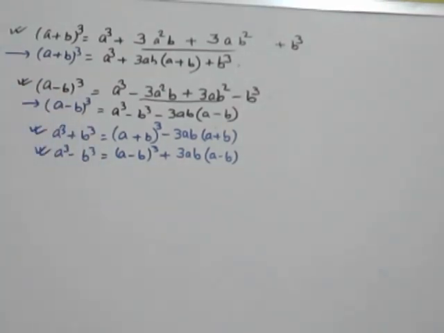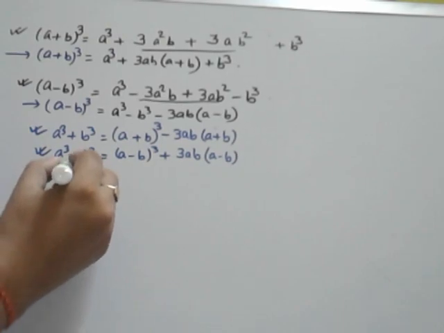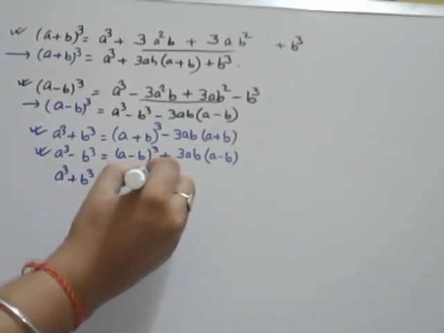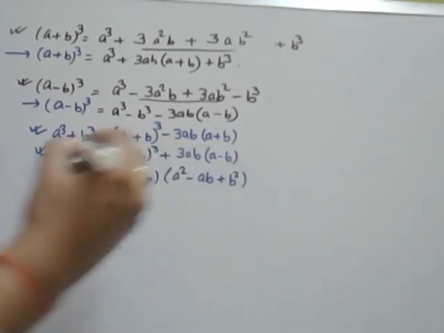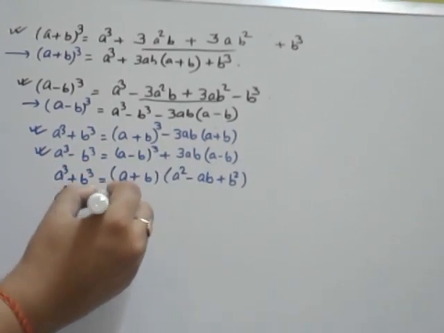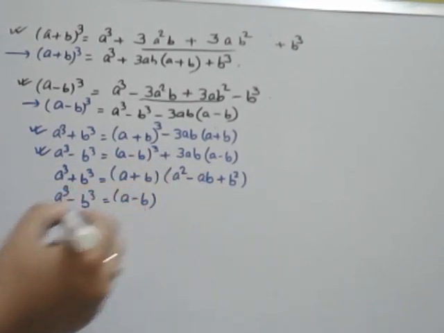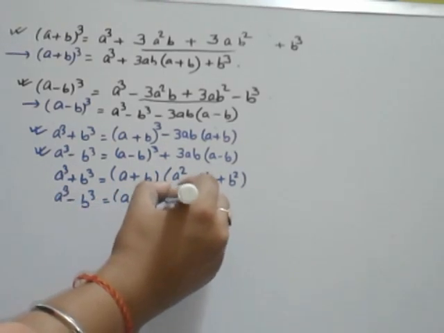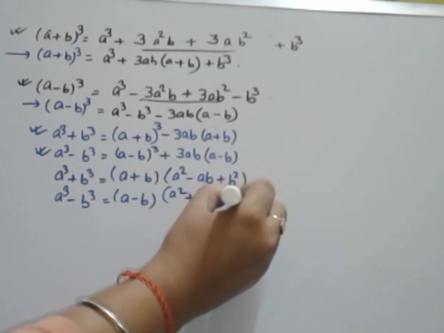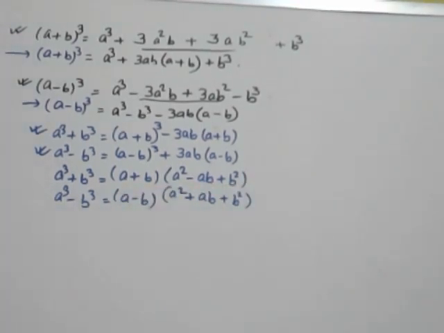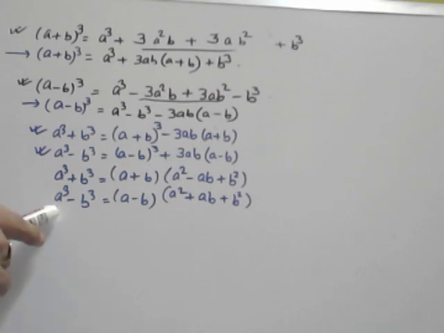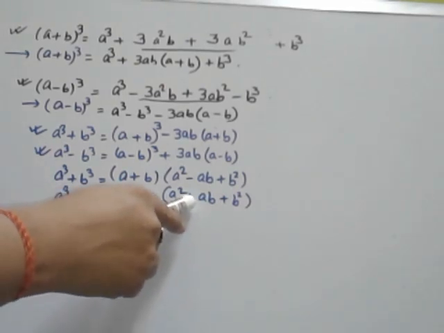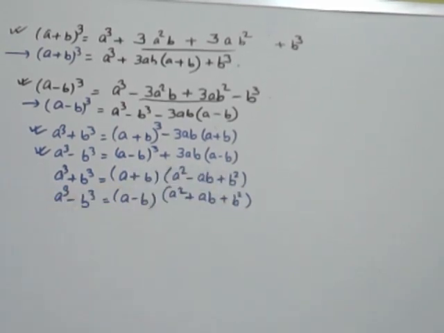Now another formula of a cube plus b cube is (a + b) into (a square minus ab plus b square). And another formula of a cube minus b cube is (a - b) into (a square plus ab plus b square). That is the factorization formula of a cube plus b cube and a cube minus b cube. So the a cube plus b cube formula is (a + b) into (a square minus ab plus b square), and the a cube minus b cube formula is (a - b) into (a square plus ab plus b square).